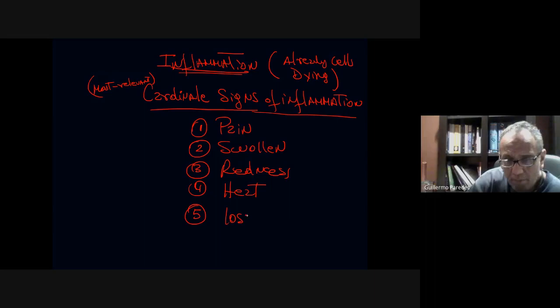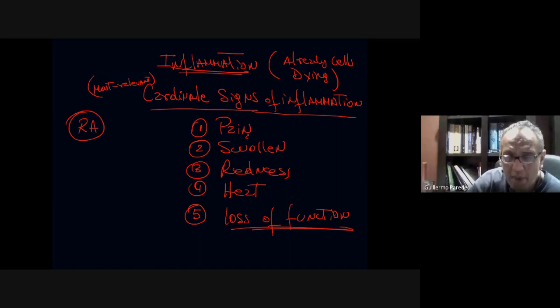So this is something that you must know always. I'm going to explain that. All right, so loss of function. For example, you have rheumatoid arthritis. Do you know somebody with rheumatoid arthritis? A person with rheumatoid arthritis has pain and a swollen knee. The knee is red, it's hot, right? But at the beginning, there is no loss of function. But what happens after 30 years of having the same problem? The patient starts to limp, yes or no? So that means that it's losing the function in the long run.